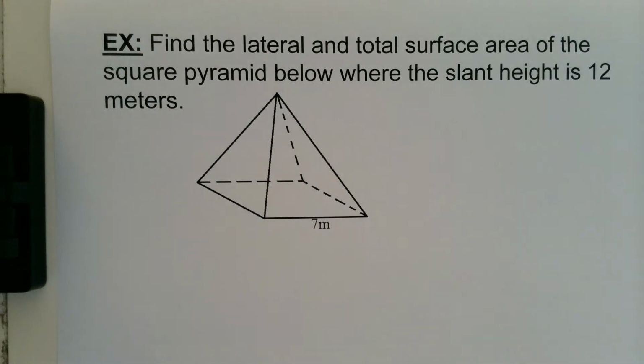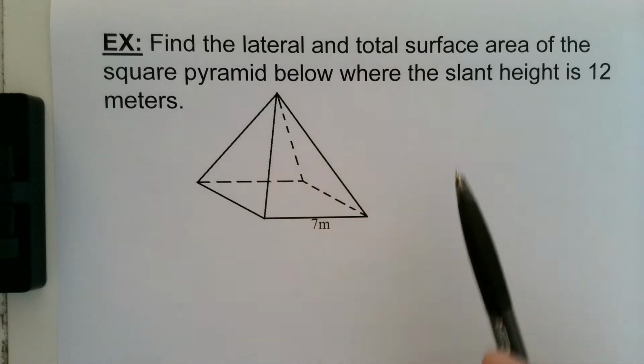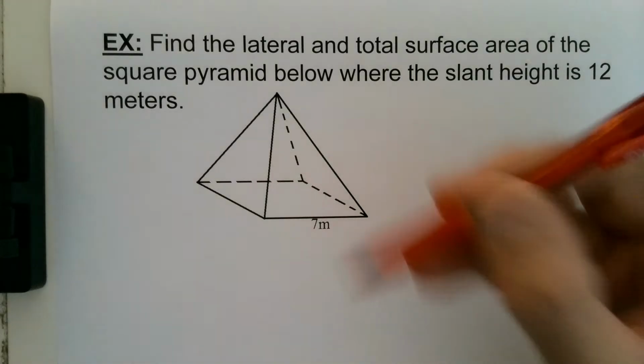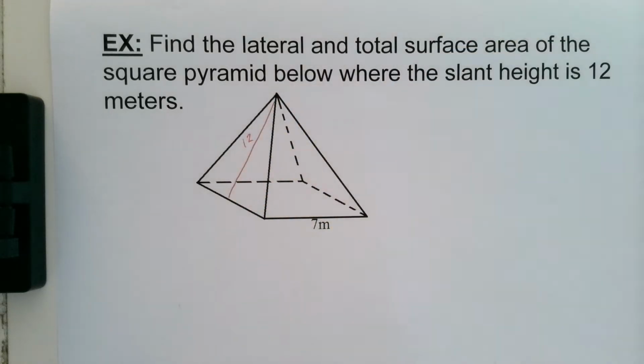So now that we know the formulas that we need to use, we're going to do some practice problems. Here we've got this pyramid. They're asking us to find lateral and total surface area. They're telling us that the slant height is 12. So if you wanted to, you could go ahead and draw that in and put a 12 there.